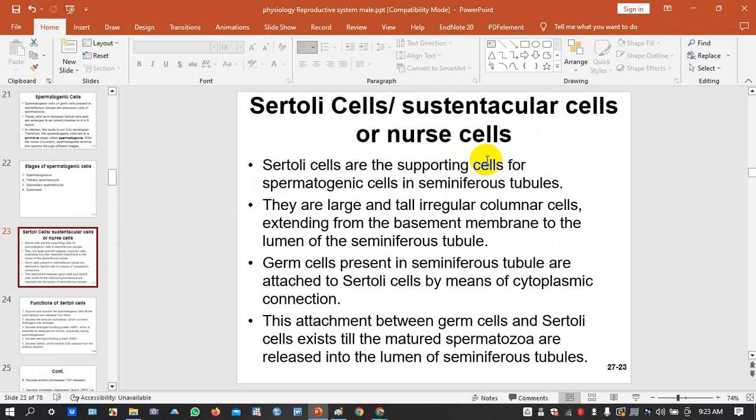Sertoli cells are the supporting cells for spermatogenic cells in seminiferous tubules. So Sertoli cells support the spermatogenic cells, that's the type A spermatogonium and type B spermatogonium. They are large and tall, irregular columnar cells. I've shown you how columnar cells look, extending from the basement membrane to the lumen of the seminiferous tubule. Germ cells present in seminiferous tubules are attached to Sertoli cells by means of cytoplasmic connections. This attachment between germ cells and Sertoli cells exists till the mature spermatozoa are released into the lumen of the seminiferous tubule. So I've explained this.